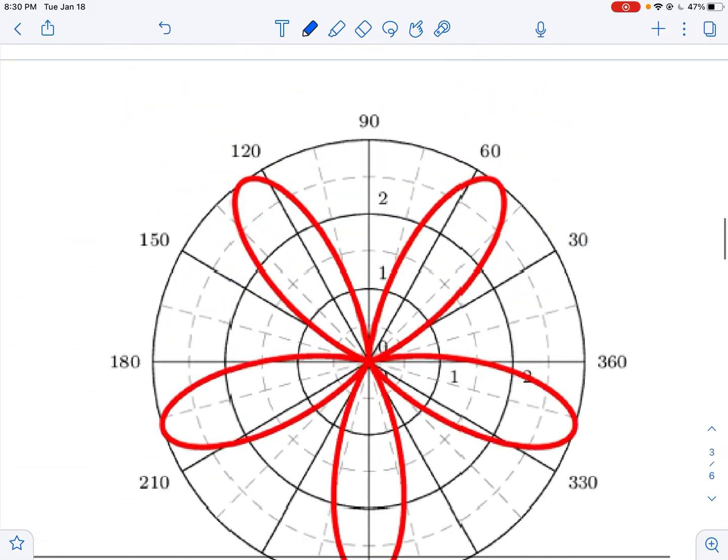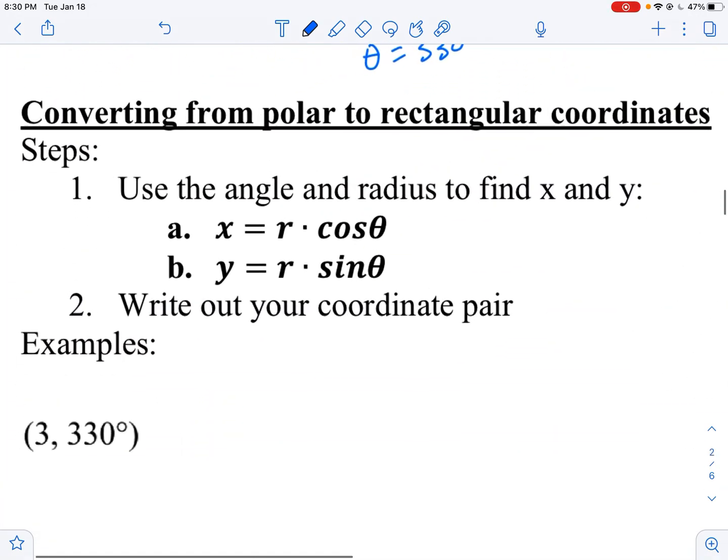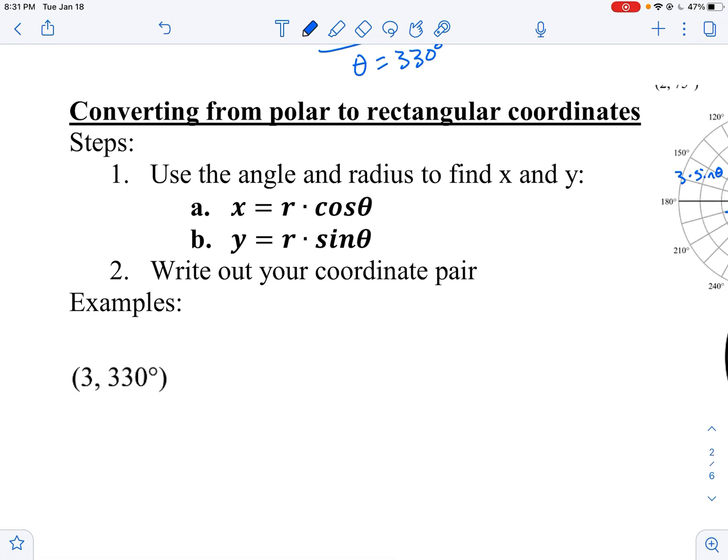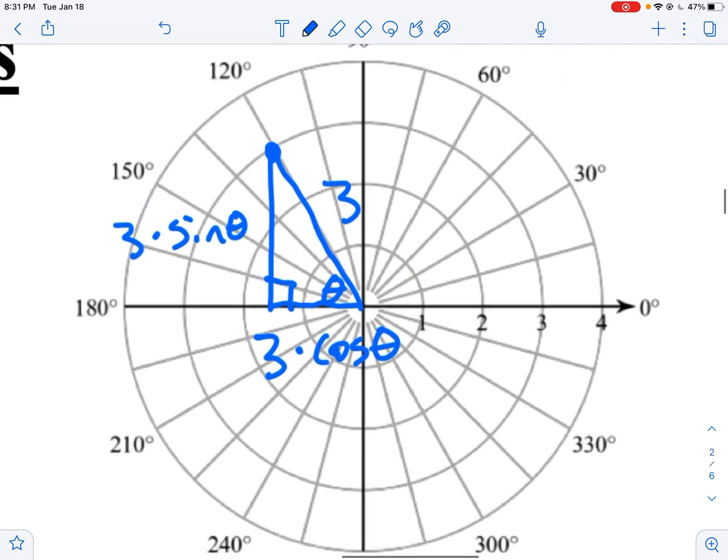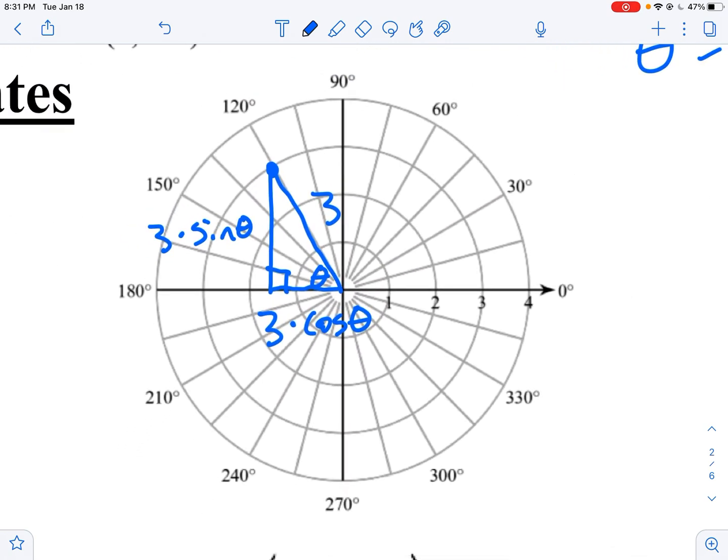All right. So now we're going to go the other way. We're going to go from polar to rectangular coordinates, which if you get something like 3, 120, if you were to graph it, it ends up over here, and we have this radius of 3. Well, you can get the rectangular coordinates just by turning it into a right triangle, and you figure out the horizontal and vertical components of this right triangle.